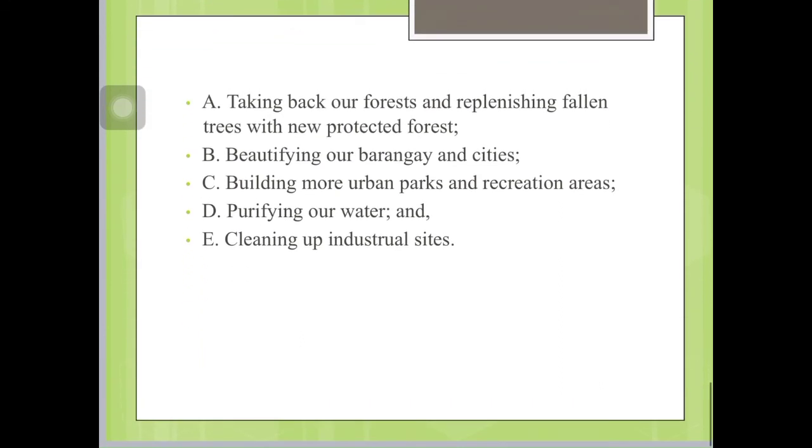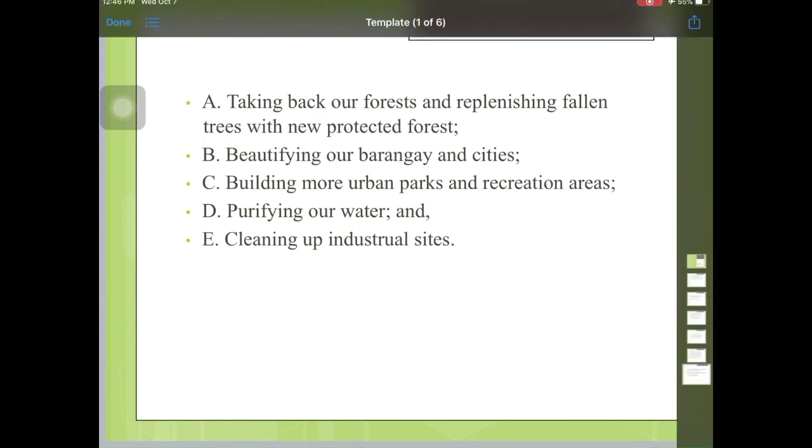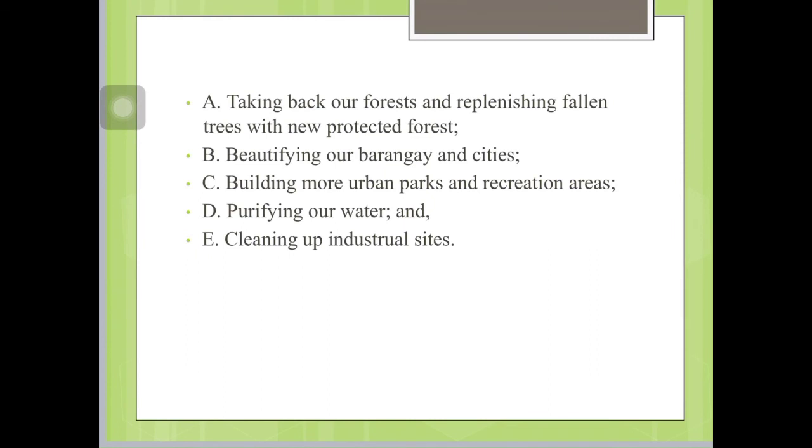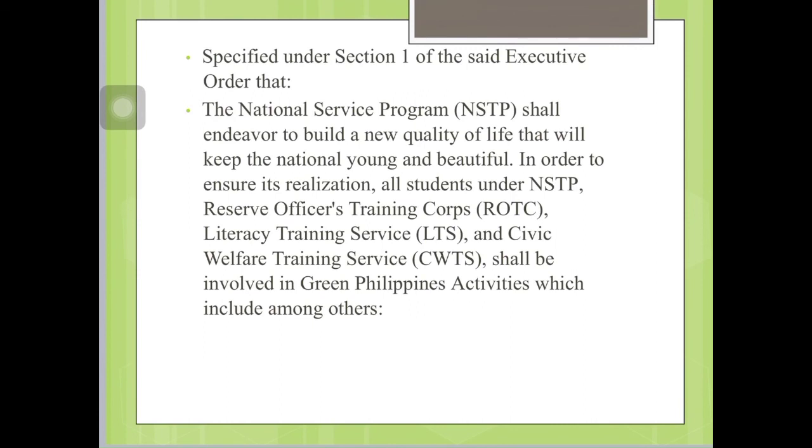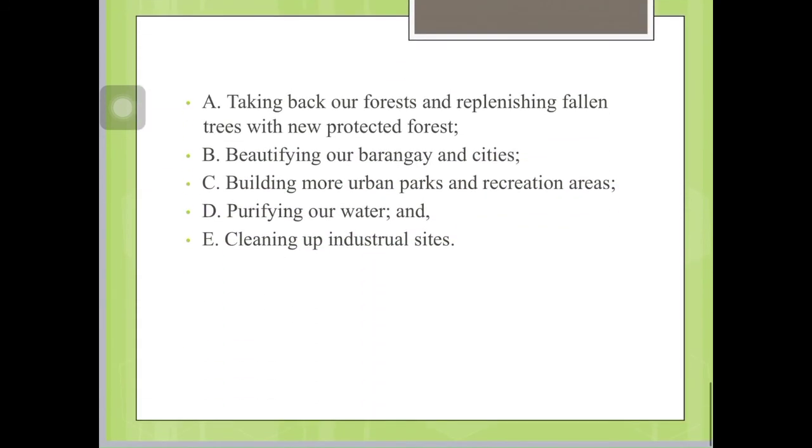taking back our forests and replenishing fallen trees with new protected forests, beautifying our barangays and cities, building more urban parks and recreation areas, purifying our water, and cleaning up industrial sites. So, ayun, makakatulong yung sa NSTP natin dahil about sa environment to eh. So, ayun, sa pagpapa-improve and pag-protect, pag-beautify, hindi lang sa environment pati sa paligid natin.